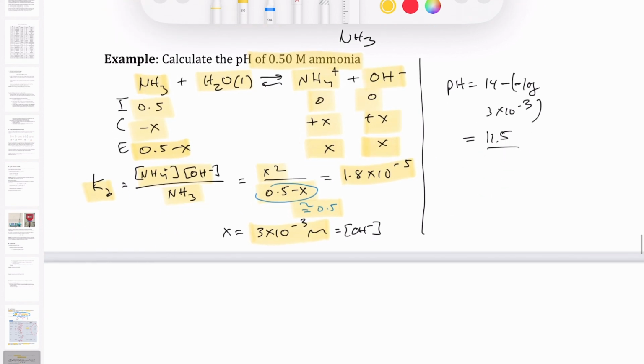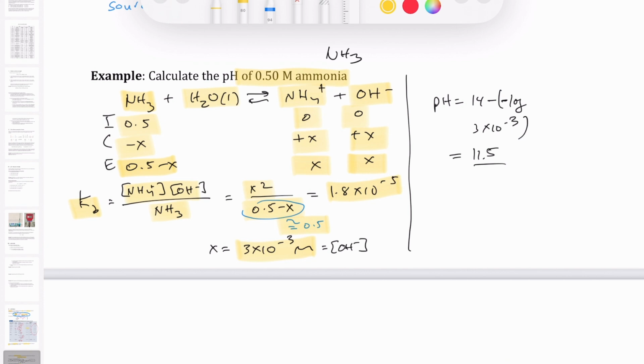Anytime you make an assumption, you have to check, right? I checked it, it's fine, it's less than the 5%, so I'm going to go ahead and use that to help me calculate my pH. So pH is just 14 minus pOH. My pOH is negative log of the number I just got, 3 times 10 to the minus 3, so I end up getting a pH of 11.5.